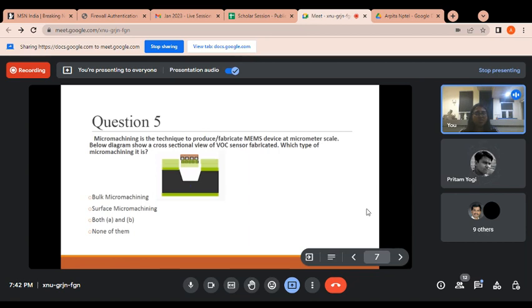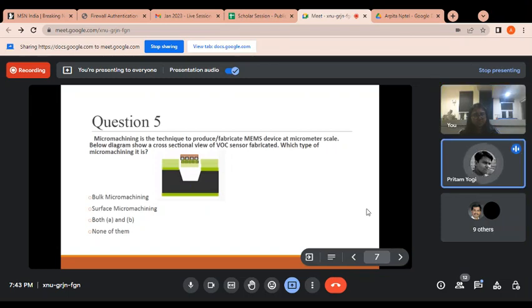Okay, and not only do we want to remove, sometimes we have to grow some pattern on the surface. Yes, that is also part of surface micromachining. In surface micromachining, we are interested in the surface area of the wafer, and in bulk, we have to use the maximum part of the wafer. Okay. So here in this case, what is happening?